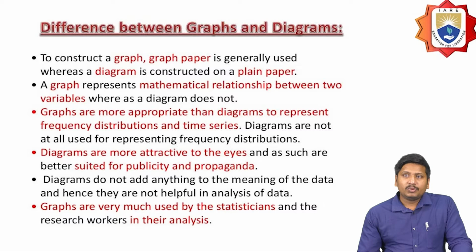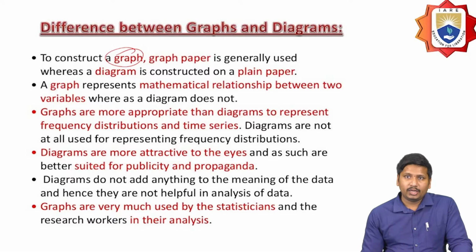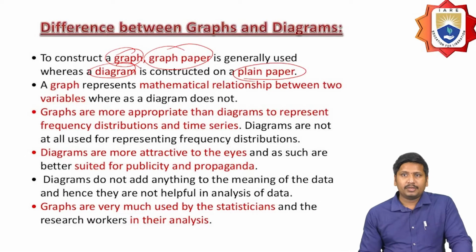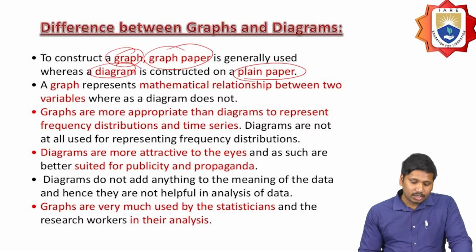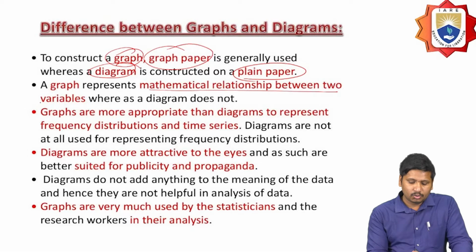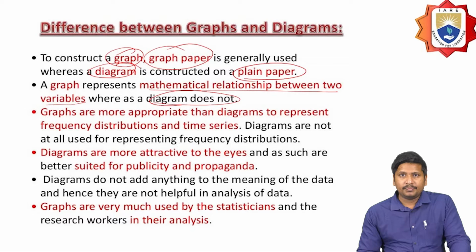So what is the difference between graphs and diagrams? Let me explain that. In order to construct a graph, graph paper is generally used, whereas a diagram is constructed on plain paper. Suppose I'm going to construct a graph, we make use of graph paper. But if I'm going to draw a diagram, plain paper is sufficient. And the graph should be able to represent the mathematical relationship between the two variables, whereas a diagram does not represent any kind of relationship between them, right?